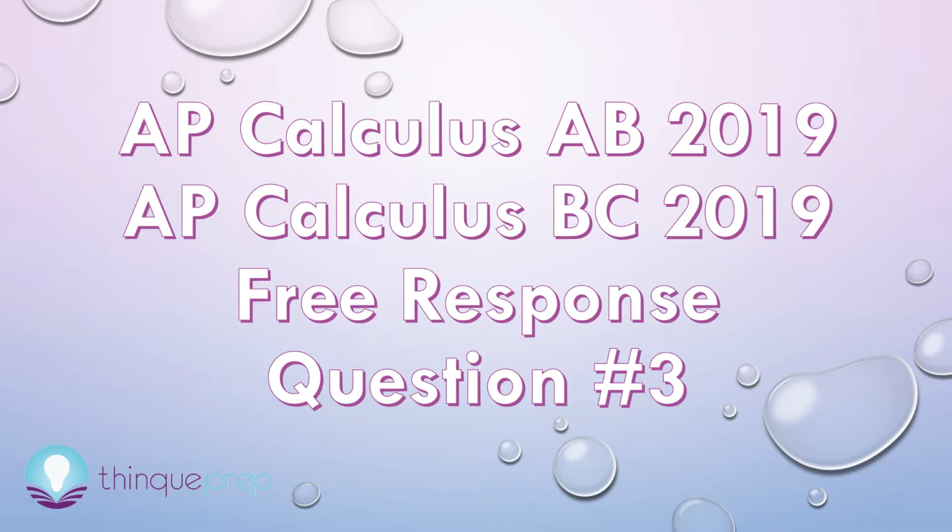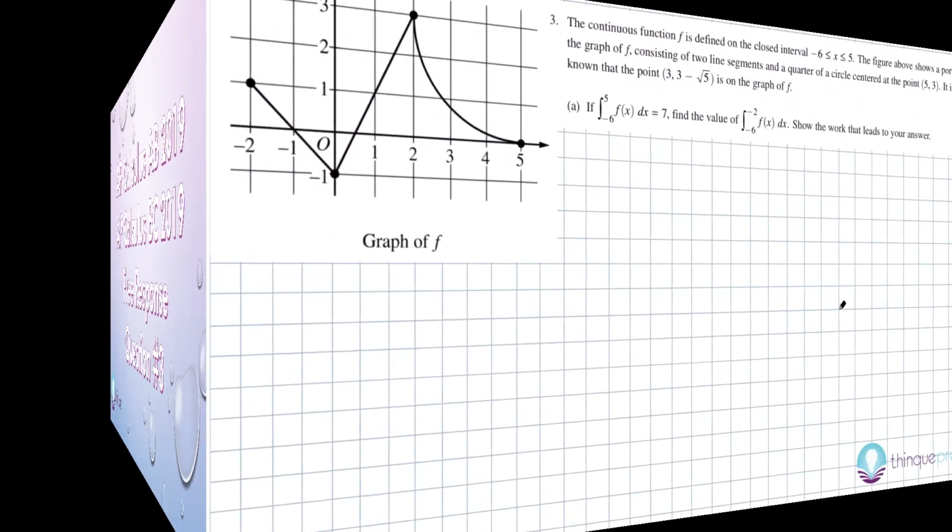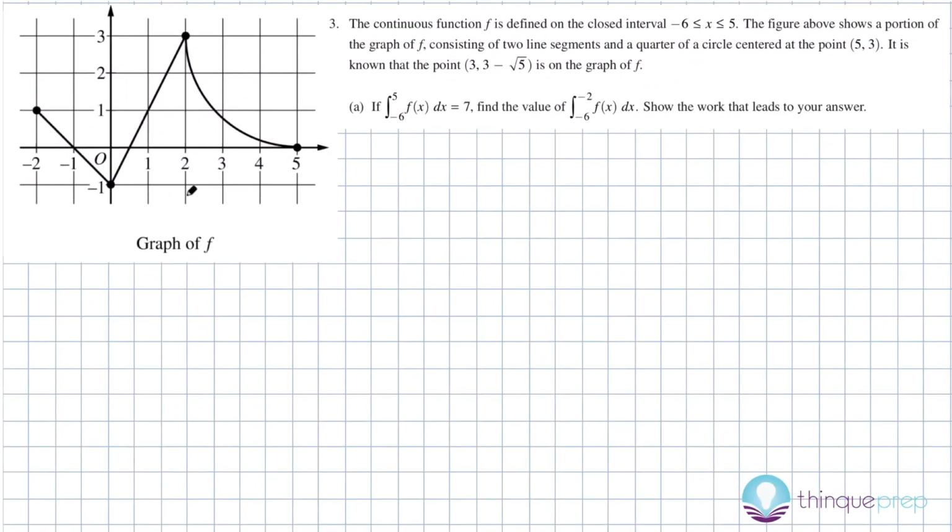And in this video, we're going to be looking at the 2019 free response question number 3. And it was the same question on both the AB and the BC exam. So for part A, we're given this lovely graph on the left, and then we're told that the function goes from -6 to +5, even though the graph only goes from -2 to +5. And then they give us a few other things about the graph.